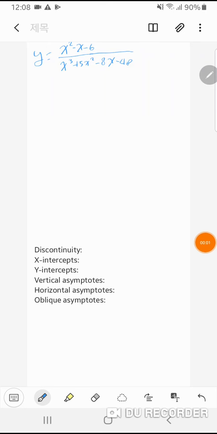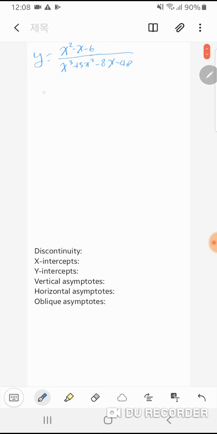In this video, I will solve for the discontinuity, the x-intercepts, the y-intercepts, the vertical asymptotes, the horizontal asymptotes, and oblique asymptotes for y, or f of x. So let's first factor it. X squared minus x minus 6, that's x minus 3, x plus 2, yeah?